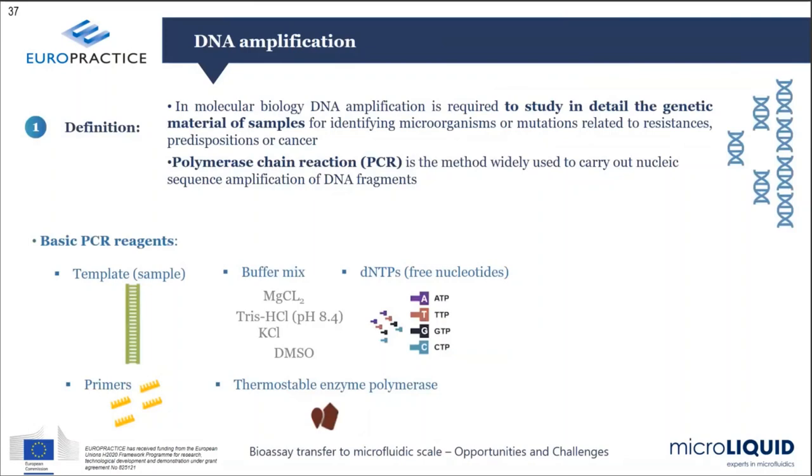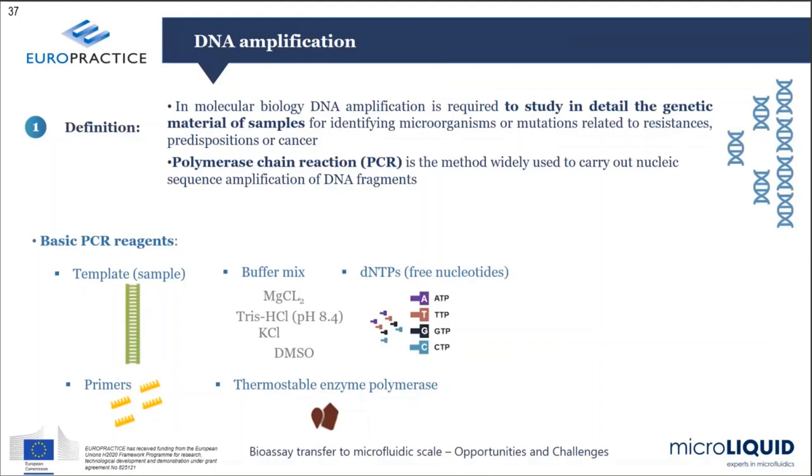This technique requires different reagents to be installed into the microfluidic device. First, of course, you need the sample. But you also need different molecules, such as the buffer mix, in order to enhance the reaction. You need, of course, the nucleotides, which are required in order to manufacture this DNA sample again, in order to amplify it. You need primers, which bind to specific locations of the DNA that you want to amplify, so that you are sure that you are only amplifying the DNA fragments that you want, to check whether or not it's present in your sample.